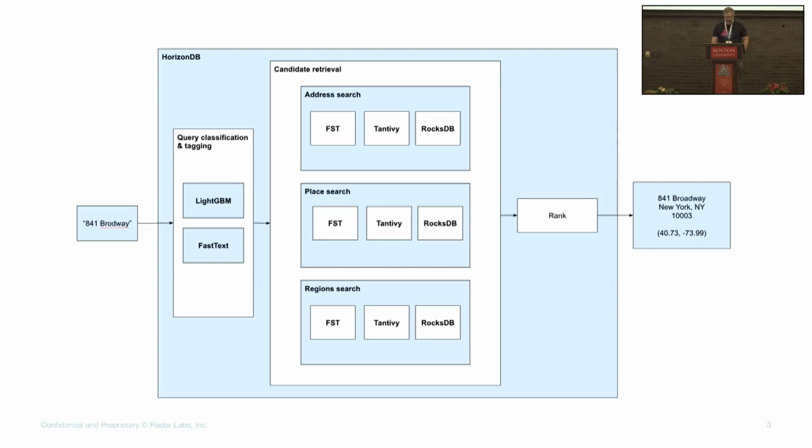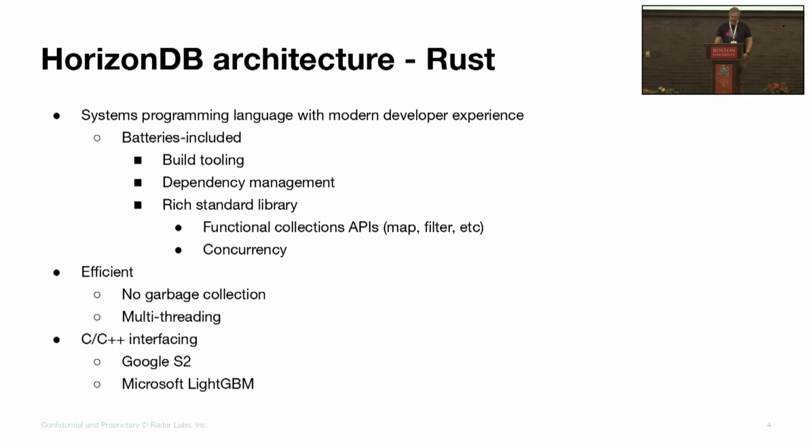So let's talk a little bit about some of the boxes inside here. As I said, it's written in Rust. Why do we choose Rust? It's a systems programming language with a modern developer experience. It's got batteries included. It's got great tooling and dependency management. It's got a rich standard library. So there was a lot to like about Rust.